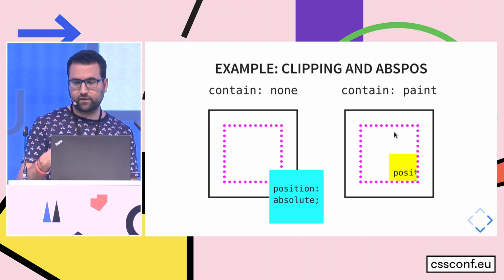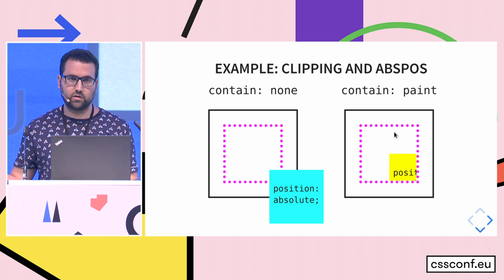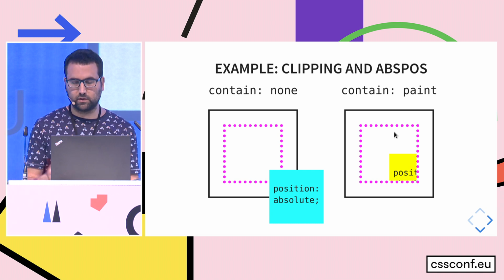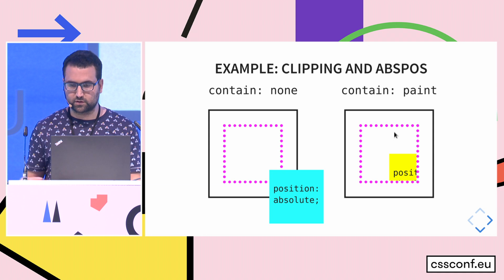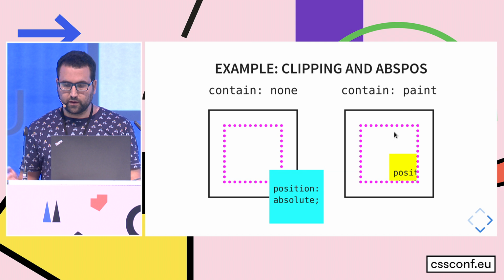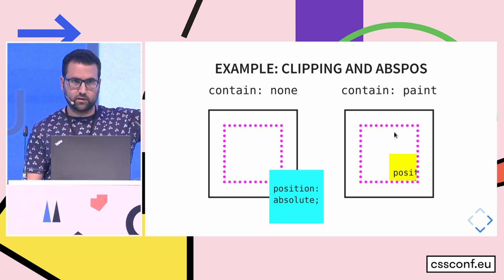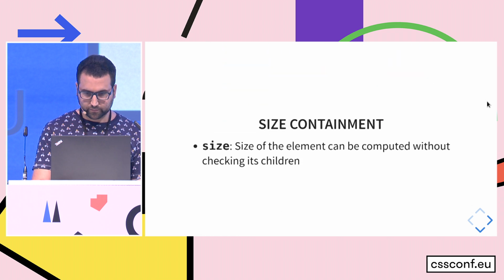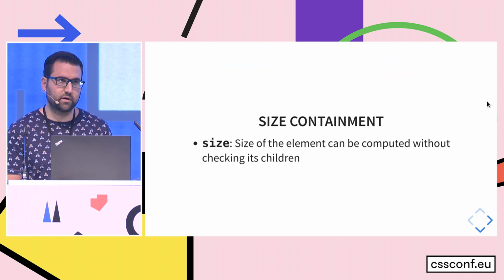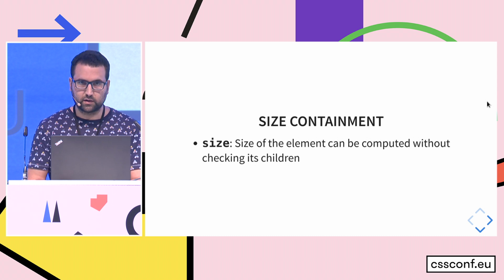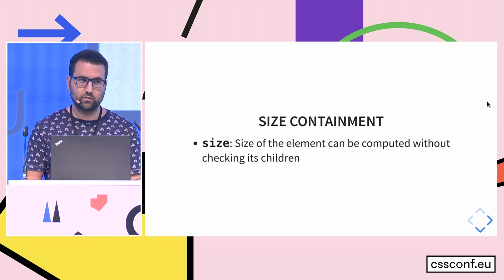So again, if you have an element with contain paint that is not in the viewport, the browser can avoid doing any painting on it, because the browser is sure that there is nothing overflowing that is painted in the viewport or whatever. They know that they can save that time. Size containment is about how the browser computes the size of an element. Basically, if you put contain size, it's going to ignore the children.